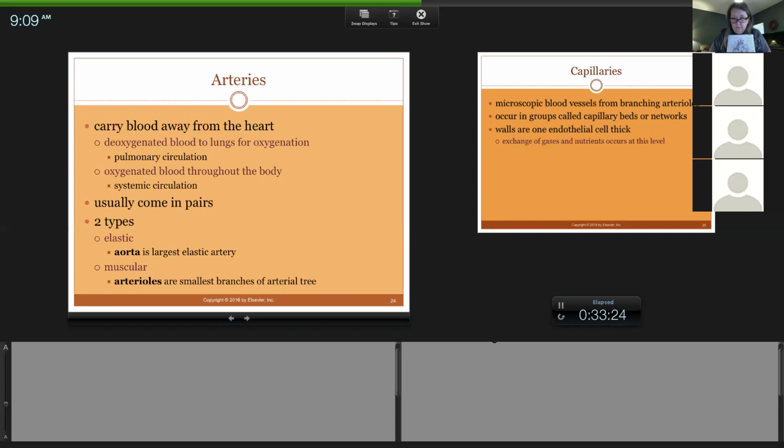The aorta is the largest one, and the arteriole is the smallest one. Anytime you add IOLE to a word, you're making it small. That's the smaller version of something. So the aorta is the largest one, very elastic. It can stretch, it can contract, it can adjust for blood pressure when need be.